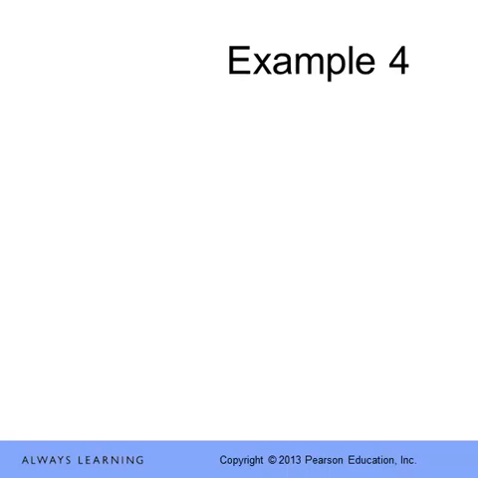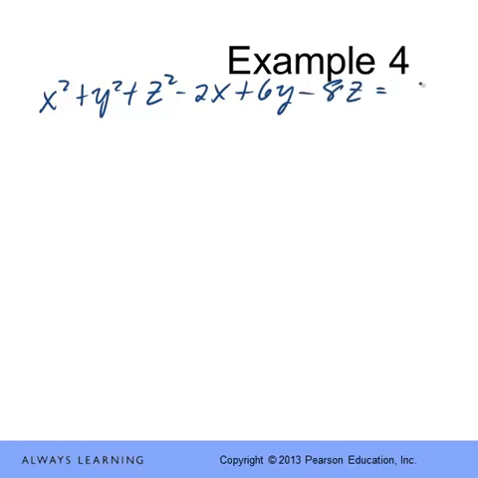All right, let's now go in the opposite direction. Suppose that we're given an equation in algebra, an algebraic equation, x squared plus y squared plus z squared minus 2x plus 6y minus 8z is equal to negative 1. And we need to identify the center and the radius of the sphere that this equation describes.